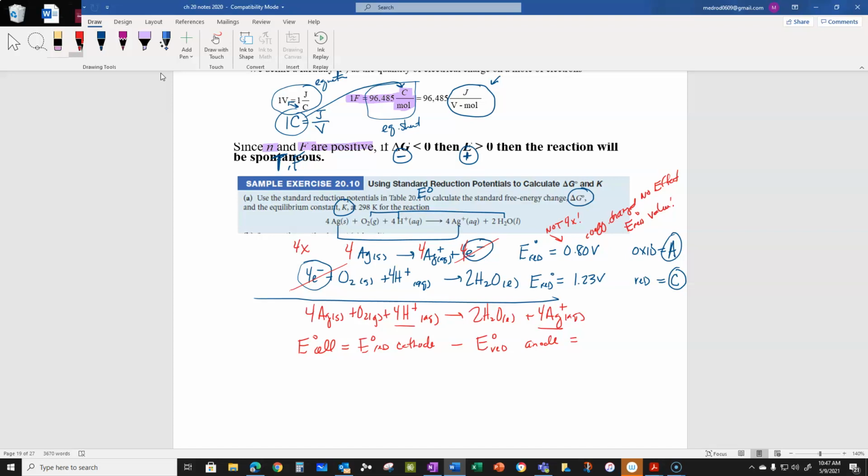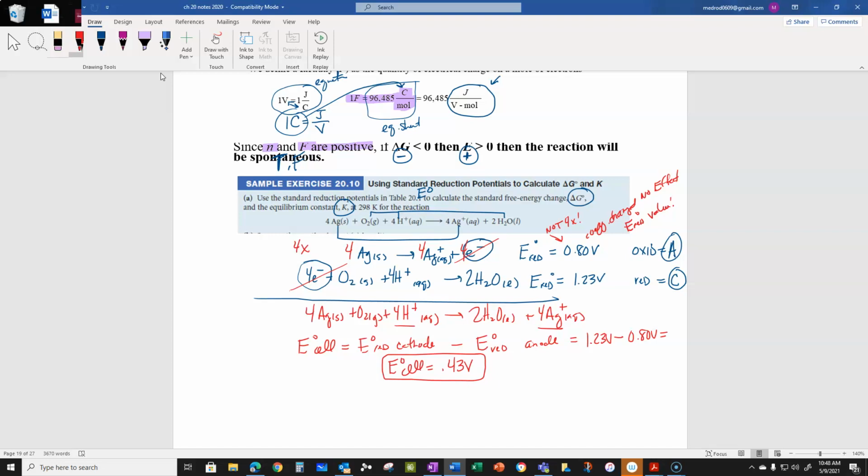And I know my cathode was this hydrogen equation. So I have this 1.23 volts minus my anode was the silver, 0.80 volts. Very simple, plug and chug. Let's not screw up on those sig figs. So 1.23 minus 0.8 and 2 sig figs in back, so about 0.43 volts. Okay, so big V, and my E cell is 0.43 volts.